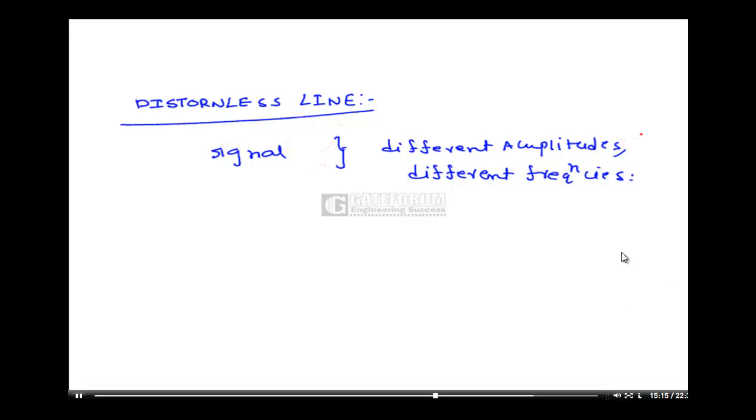Now what happens in general is, if this signal is transmitted on a transmission line, the amplitudes are attenuated differently. Suppose frequency F has some amplitude A, and frequency 2F has some amplitude 2A. While transmitting, these amplitudes are attenuated differently, generally in a lossy line, because in a lossy line the attenuation constant alpha is frequency dependent. For a lossless line, alpha is equal to 0, we know it. In general, different amplitudes are attenuated differently, so some distortion exists at the output side.